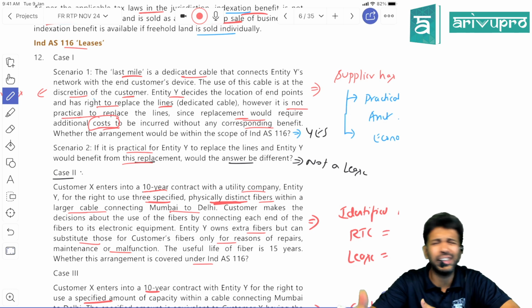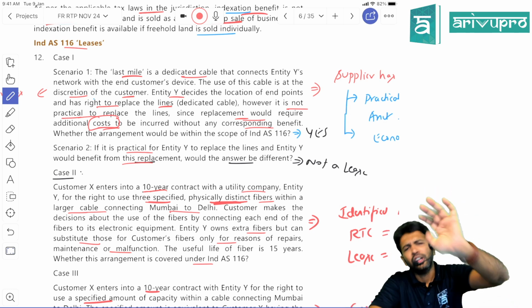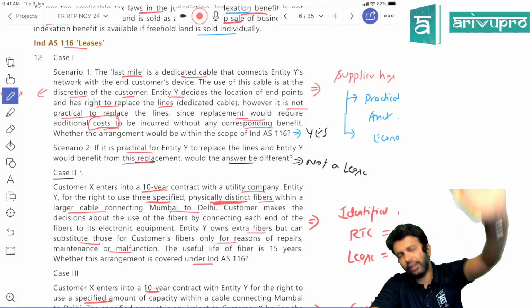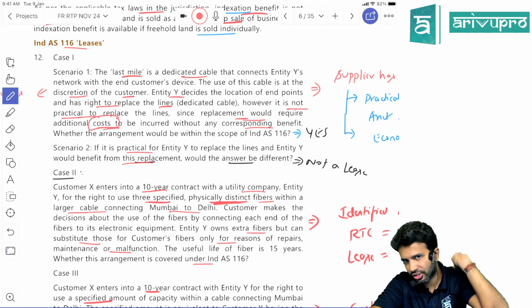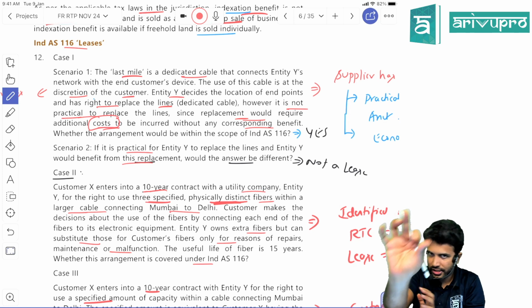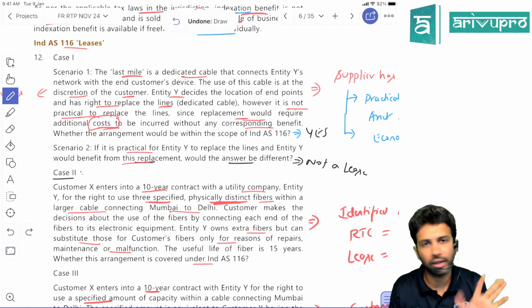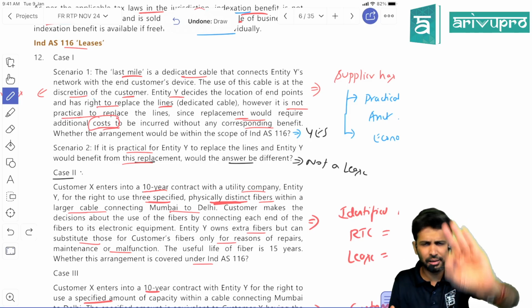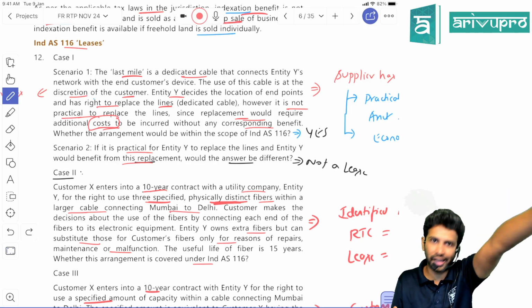So there is a fiber cable, an internet cable from Bombay to Delhi. One company has many such cables running. Of those many cables, one customer has said, I want 3 cables. So which 3 has been clearly identified, and you are able to tell. So it's a distinct asset. Okay, 3 cables, only customer X will use and nobody else will use this.